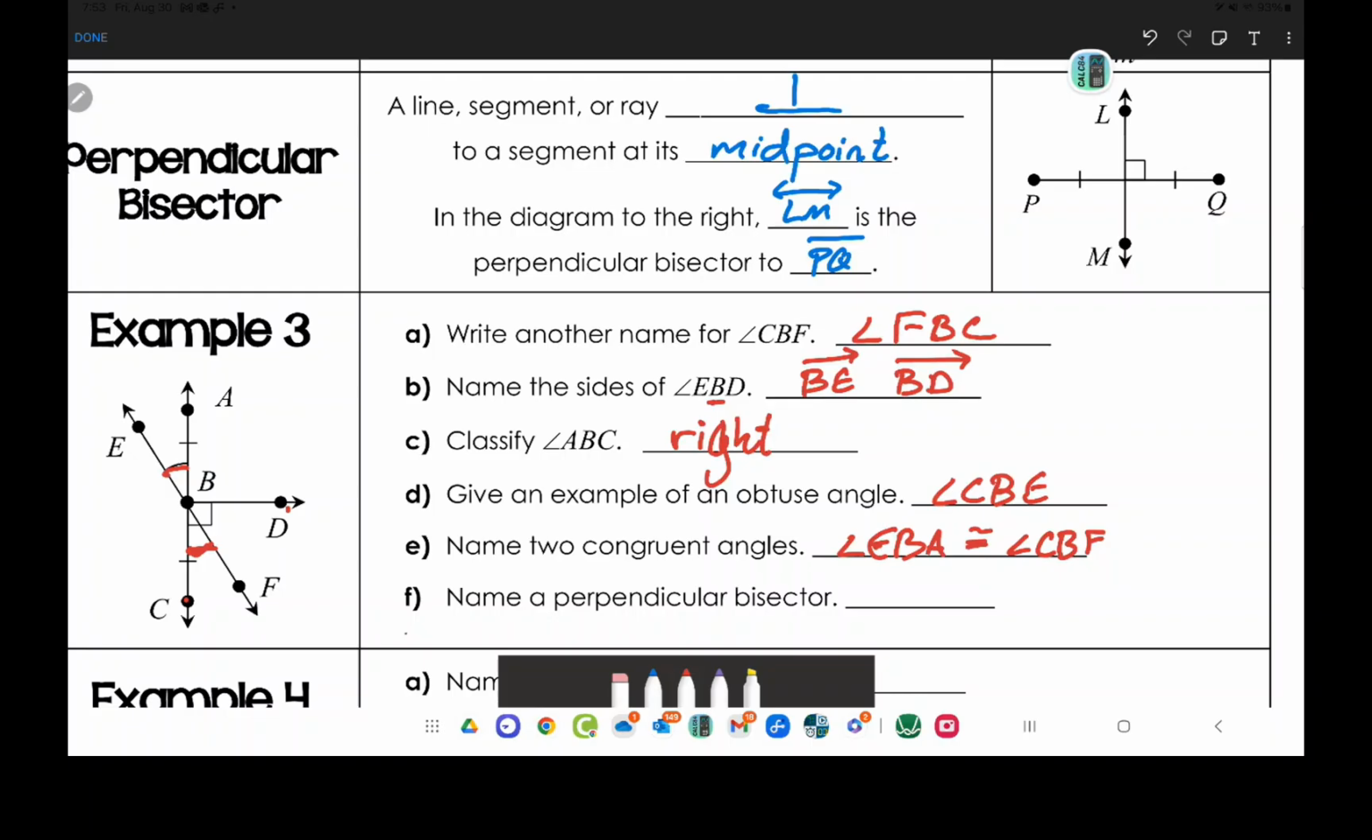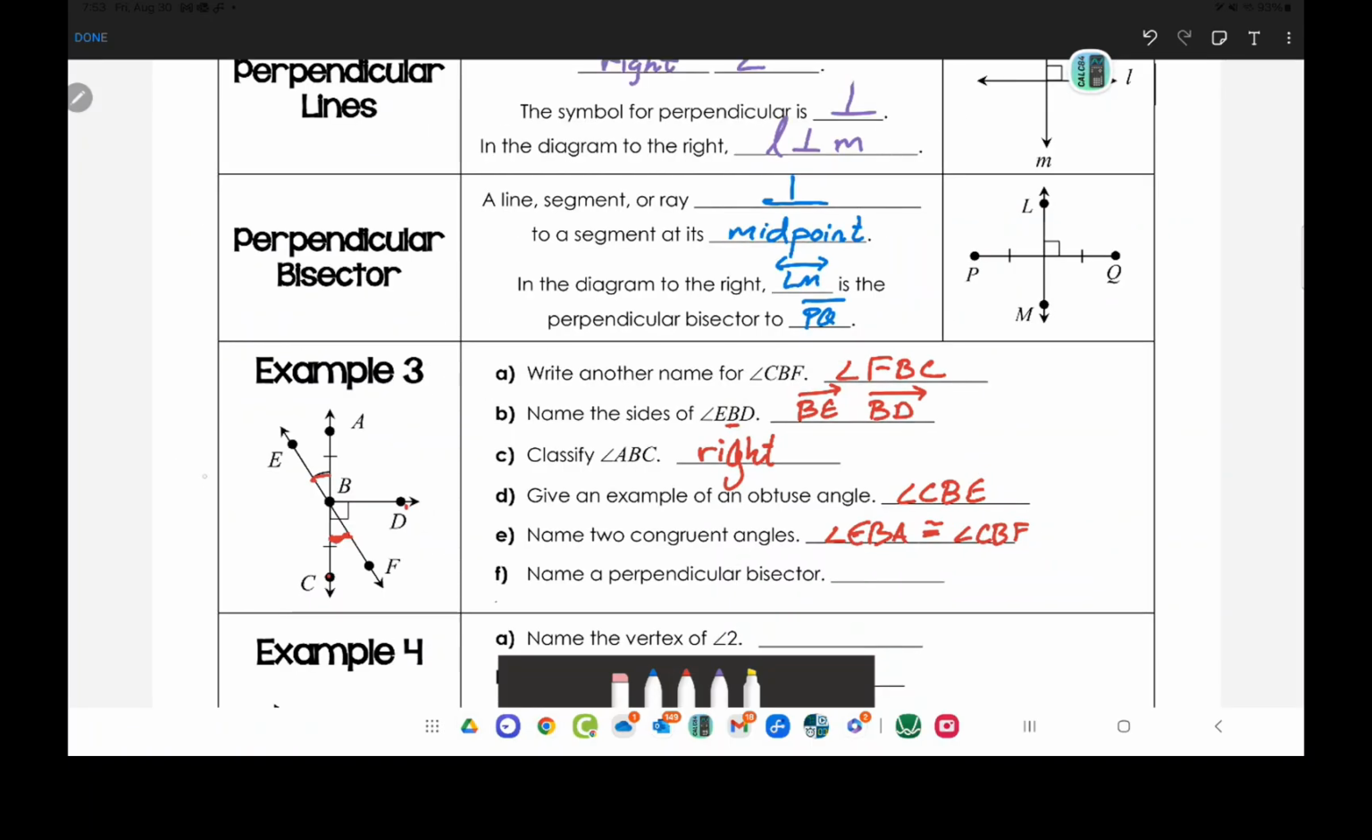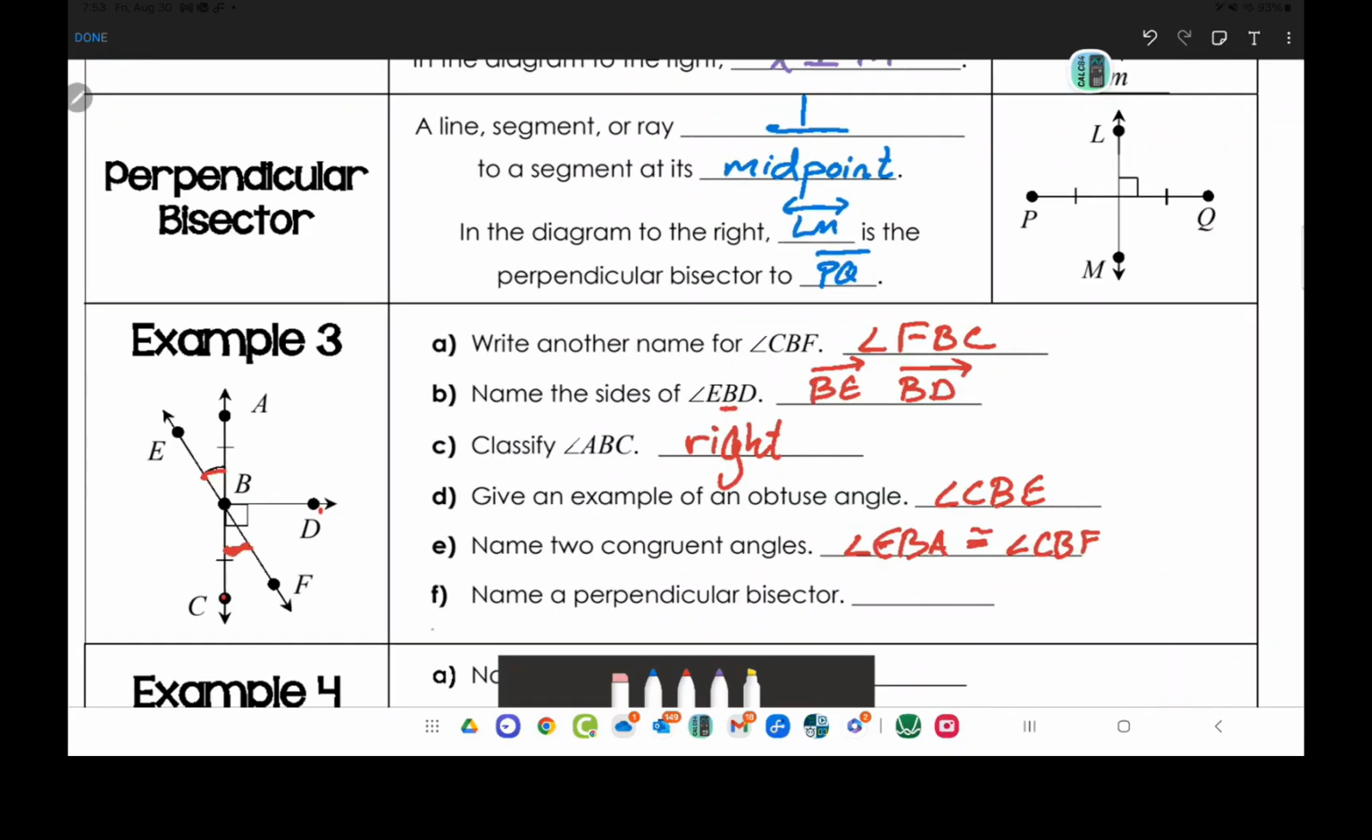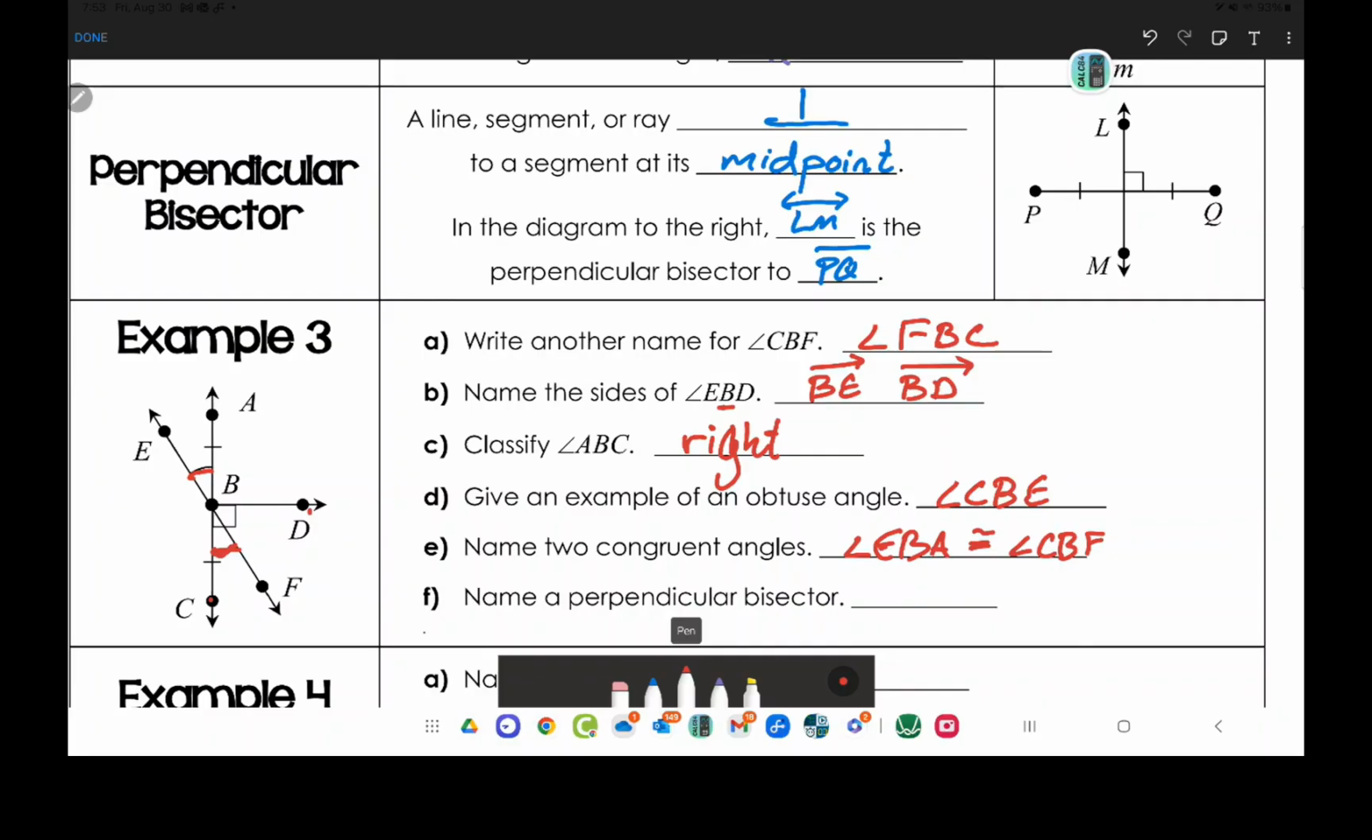Name the perpendicular bisector. Well, BD bisects the segment ABC. So BD is the perpendicular bisector.